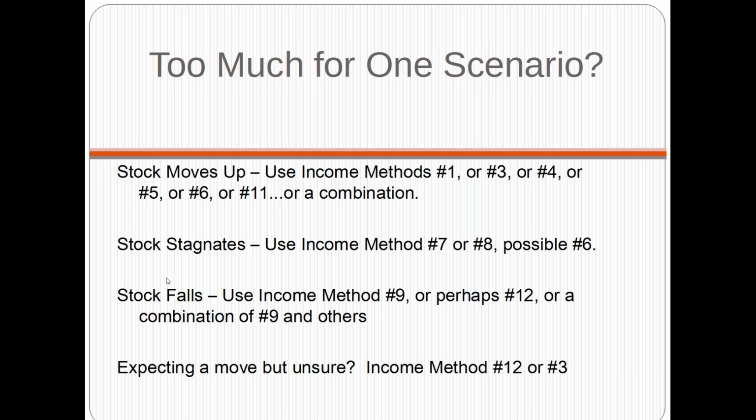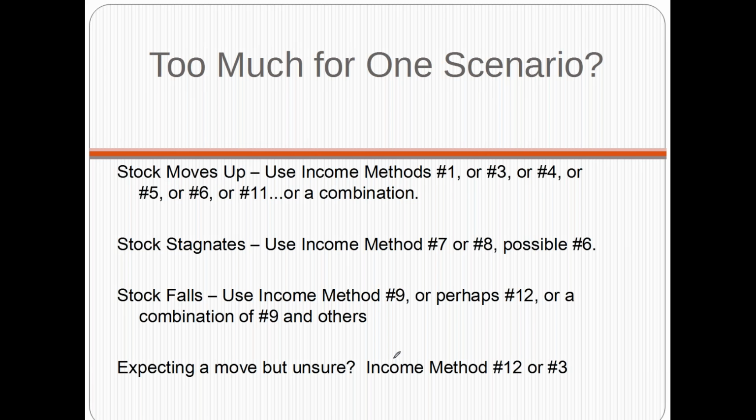If I open a position with the expectation that the stock or the ETF would move up 5 to 6% in the first 20 to 30 days or less, and it doesn't, the stock stagnates, well, I have the opportunity to use income methods number 7 or number 8, or I could use income method number 6. Okay, if the stock falls in price from when I opened it, I can readjust the position using income method number 9. I could perhaps choose income method number 12, or I could use a combination of others. And if I'm looking at a potential position I want to get into, and I'm expecting a move but I'm not sure, I could use income method number 12 or income method number 3.